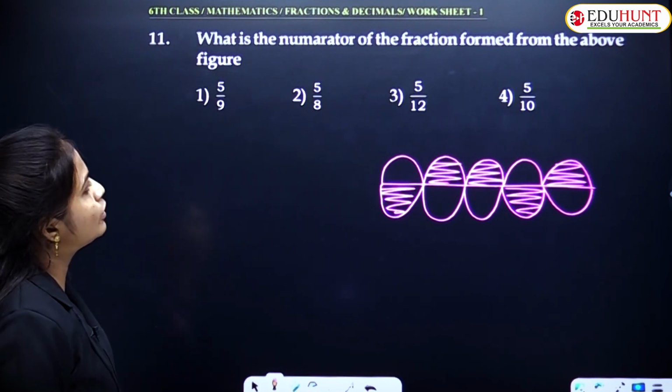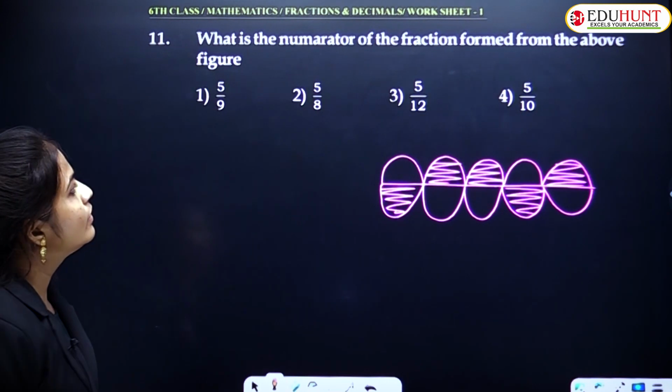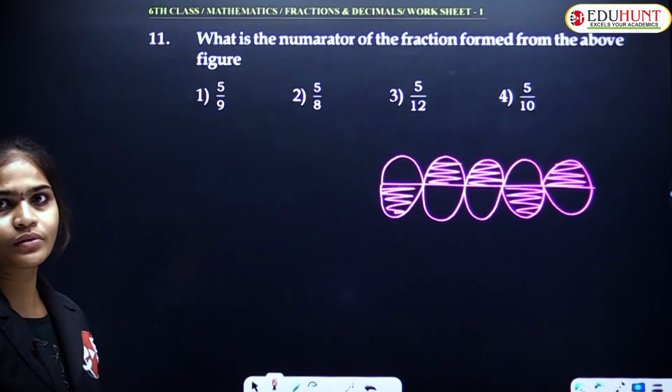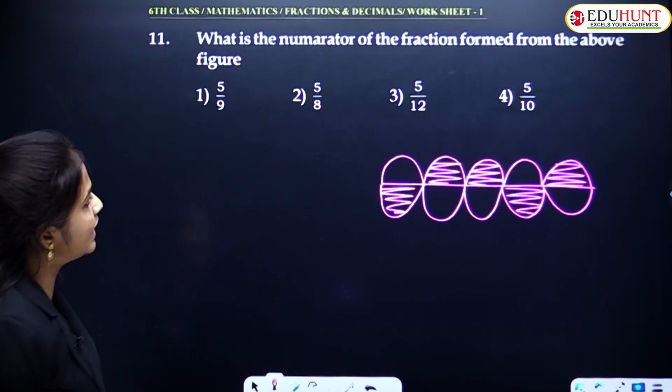What is the numerator of the fraction formed from the above figure? Okay, just write the fraction. They asked for the numerator, but it is better to write the fraction here.